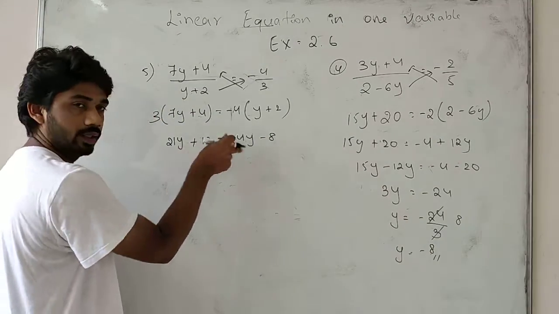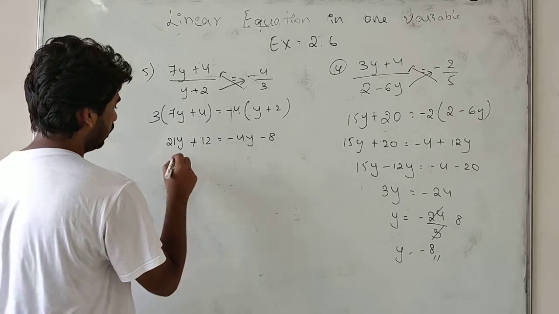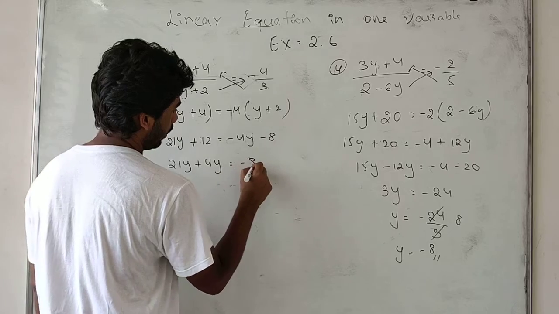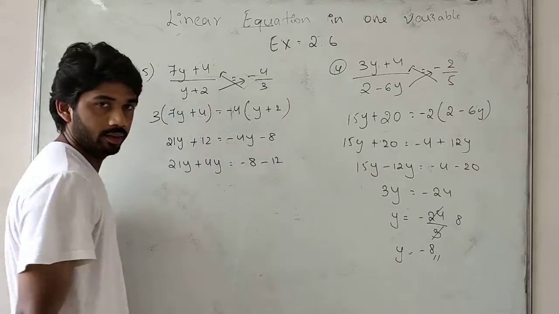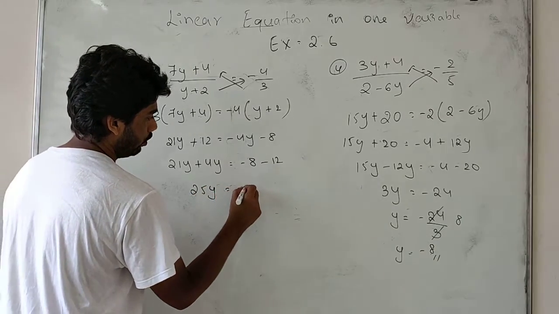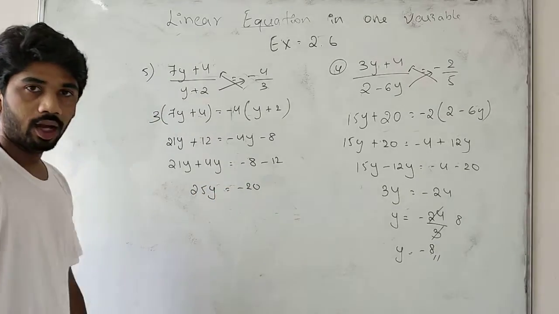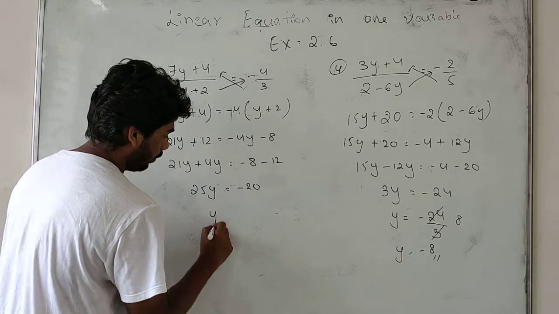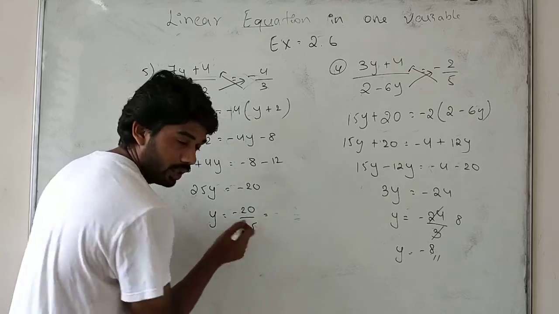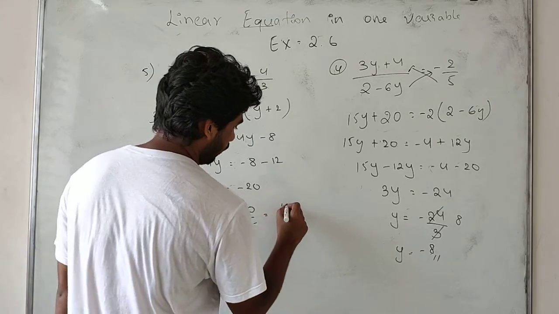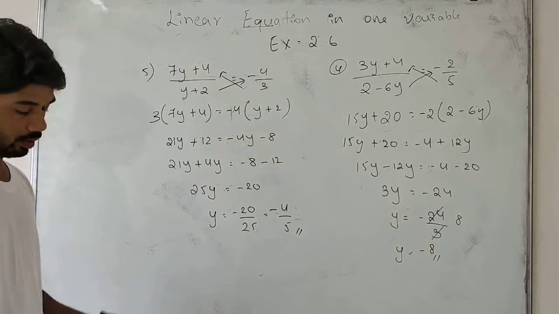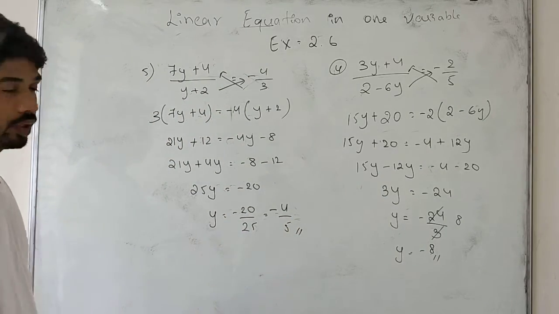So here we shift both terms and we get 21y plus 4y is equal to minus 8 minus 12. So in the next step we will get 25y is equal to minus 20. Understand students? Again in the next step, y is equal to minus 20 by 25. We can divide by 5. 5 fours are 20, 5 fives are 25, so 4 by 5, and the minus sign is there. So the required solution is minus 4 by 5. Okay students, note it down.